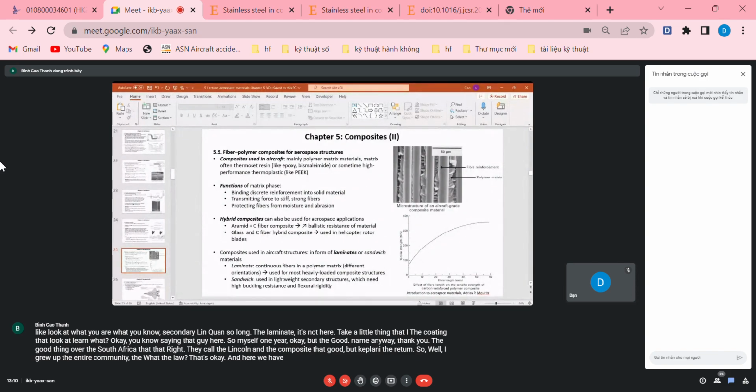And here we have the opportunity to discuss with others the content regarding fiber polymer composite for aerospace structures. So now we can talk about different kinds of polymer, and we focus on the differences in terms of the matrix materials. So for example, here we can discuss the polymer-based composite, and afterward we can discuss the metal-based composite and the ceramic-based composite.